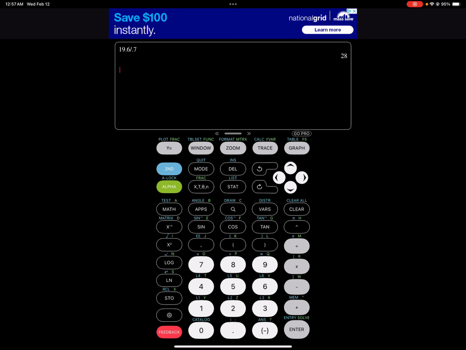So now let's do it for real. 19.6 divided by the sine of 45 degrees, not 45 radians. 45 degrees. Oh, wait, what am I doing? I multiplied them. Whoops.